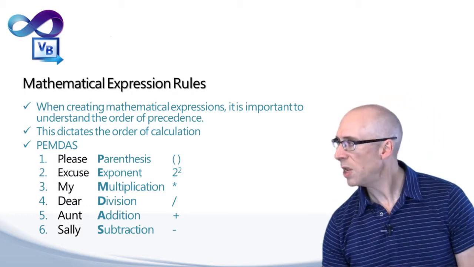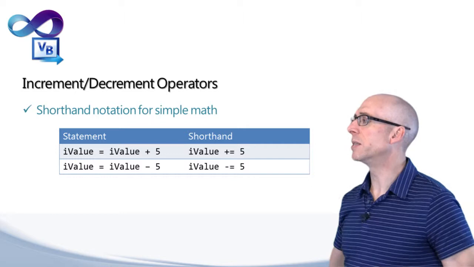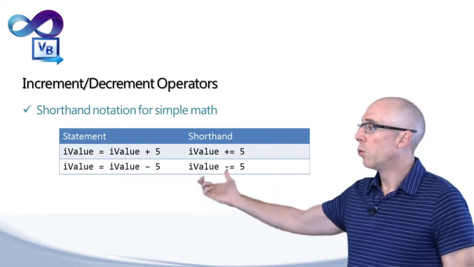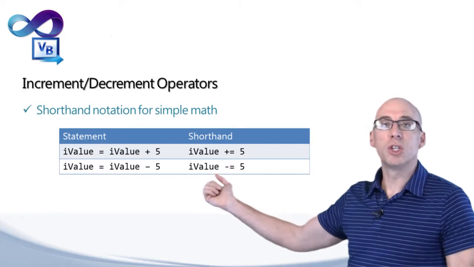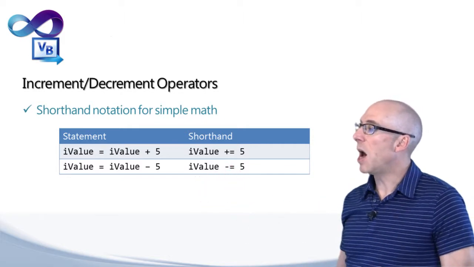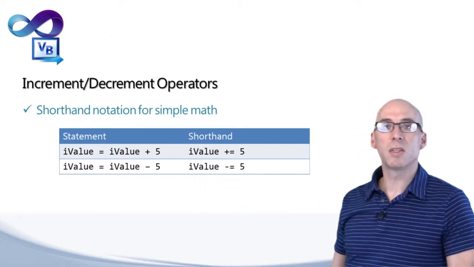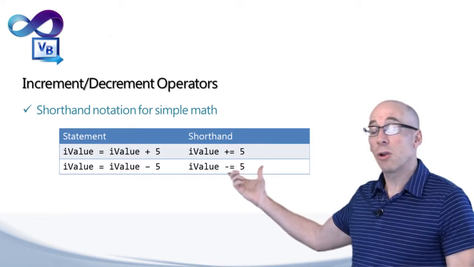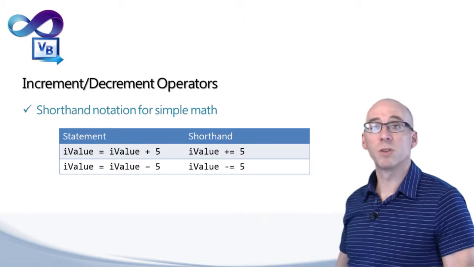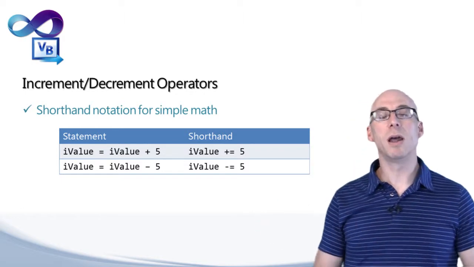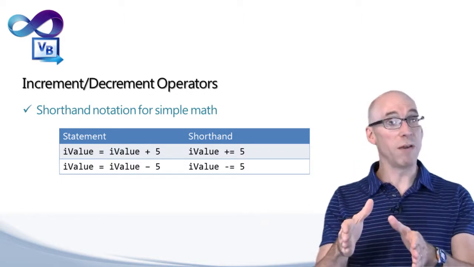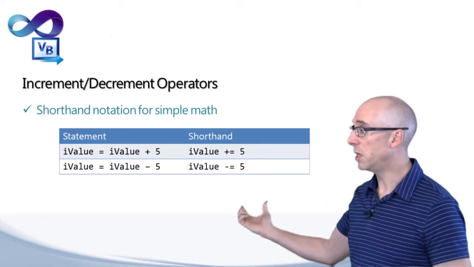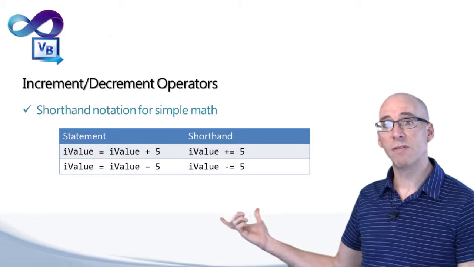So the last thing I want to talk about is our increment and decrement operators. Right here, like I said before, it's just a shorthand. So if we had a statement, iValue equals iValue plus 5, well, the shorthand using our increment and decrement is just iValue plus equals 5. So you're literally saying, okay, this variable equals whatever it equals, but add 5 to it. And consequently, we have the minus equals, which is subtract 5 from it.